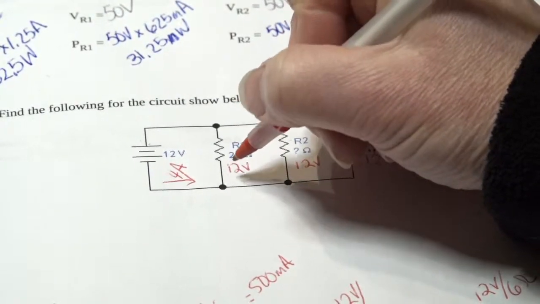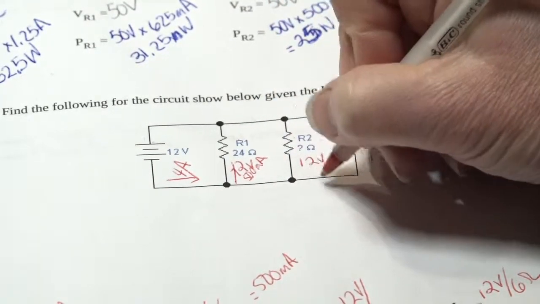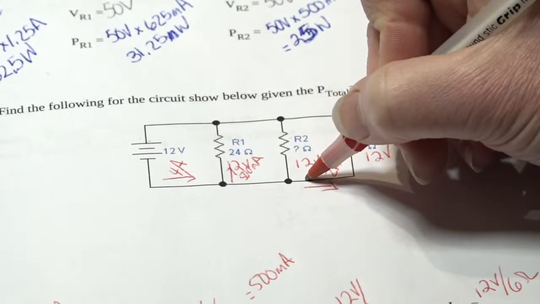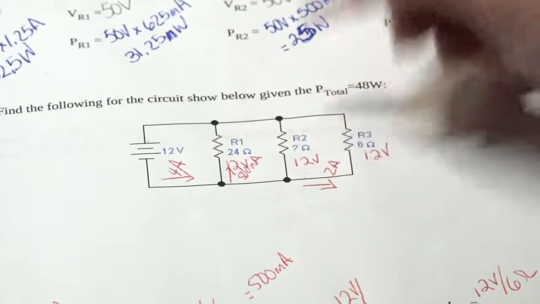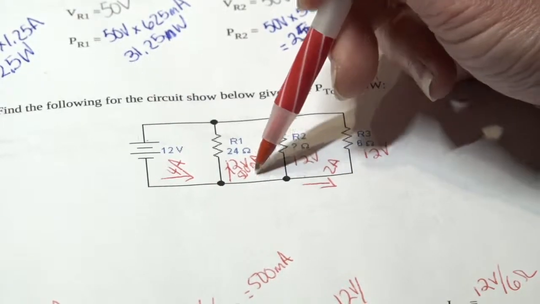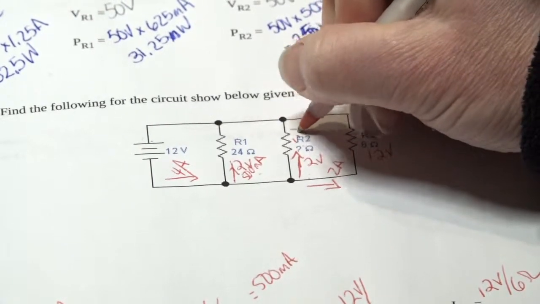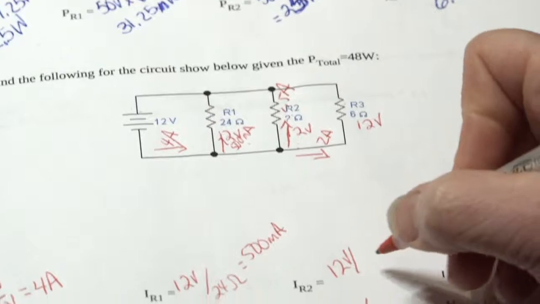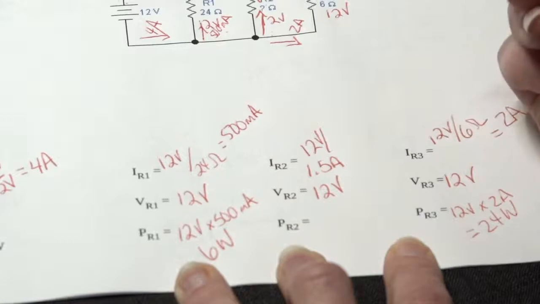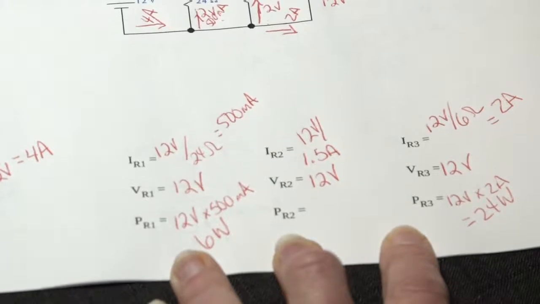So that means that if I have 4 amps here and I have 500 milliamps here and I have 2 amps here, what is left to go down R2? Well, 4 minus 2 gives me 2, minus 0.5 gives me 1.5 amps. So, I now know this is 1.5 amps. I didn't even have to use Ohm's law for that.